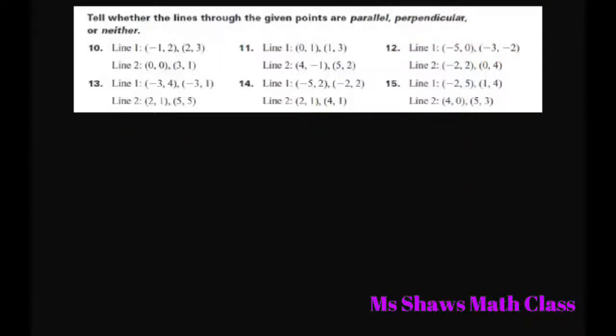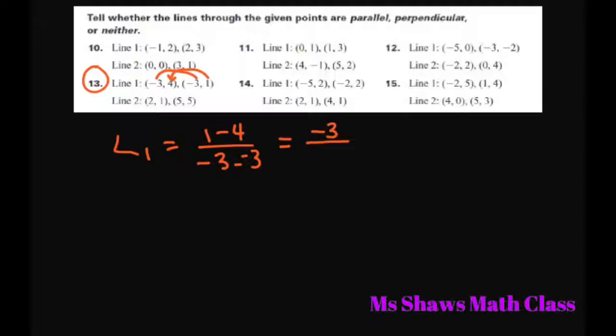Next one is 13. So line 1, the slope's going to be 1 minus 4, and negative 3 minus a negative 3. So that's going to be negative 3, and 2 negatives make a positive, so that's going to be 0. That's undefined.